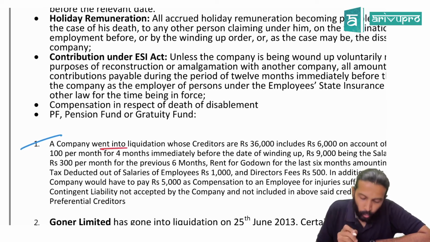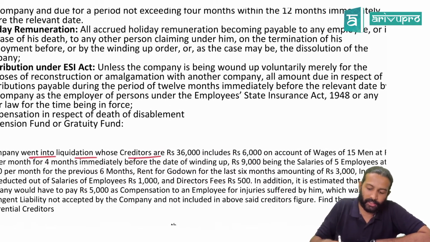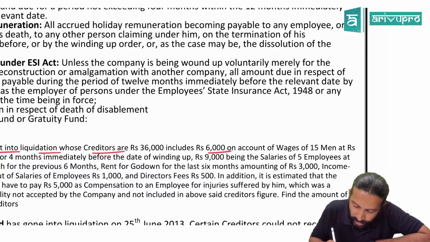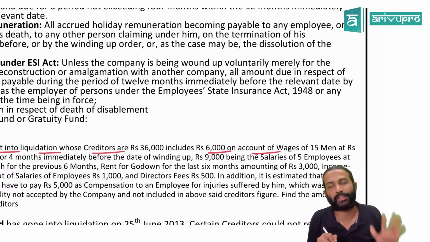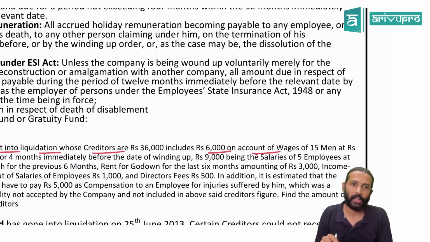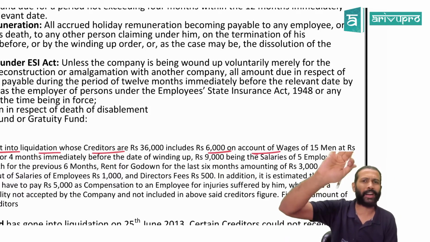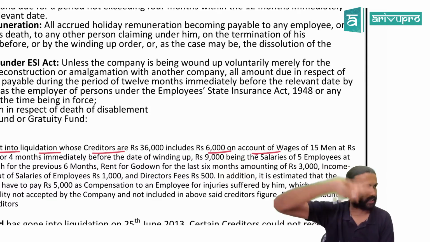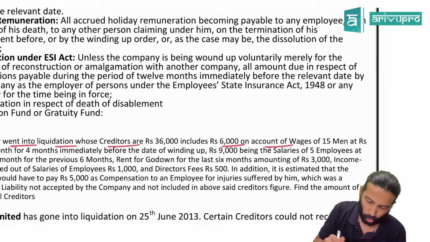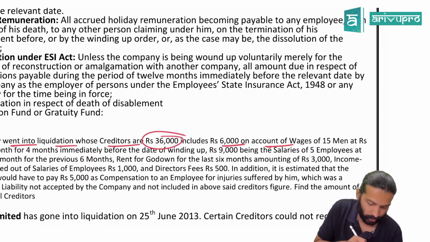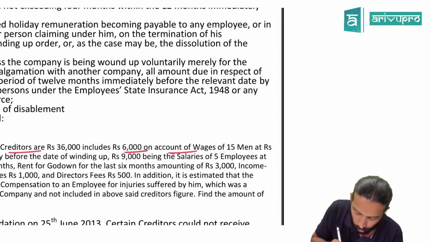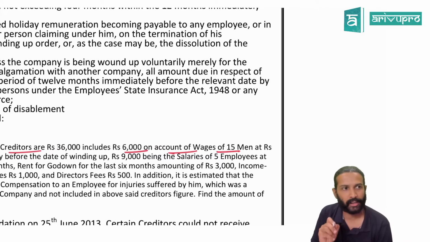A company went into liquidation whose creditors are 36,000, which includes 6,000 on account of wages. Stop there, sir. Wages means what, sir? It's a preferential creditor. It could be an overriding preferential creditor also, but overriding, I told, don't interfere for the time being. We'll see it later. Okay. So how much does this 36,000 creditors include, sir? It includes 6,000 due on account of wages. Wages means salary.